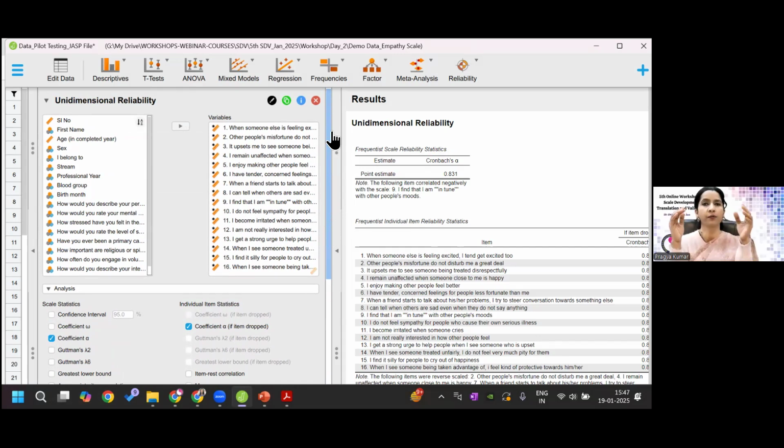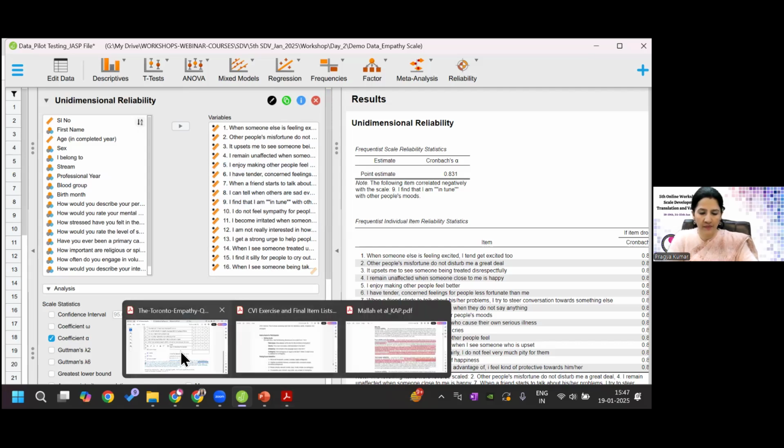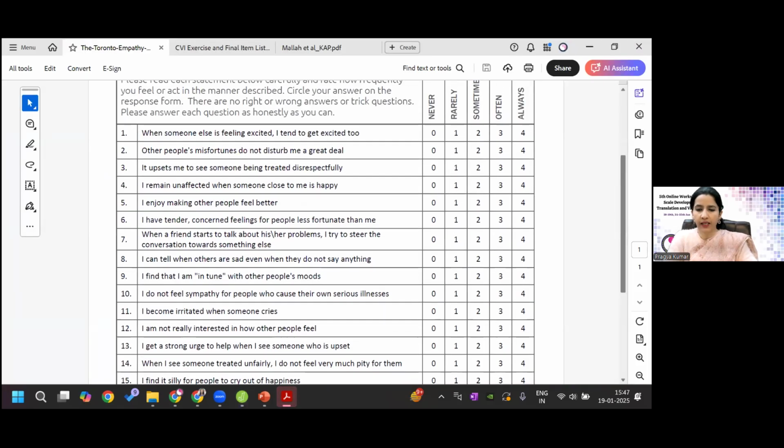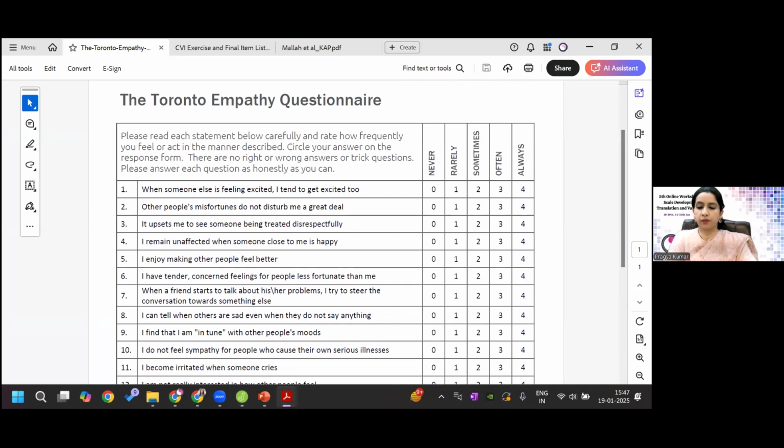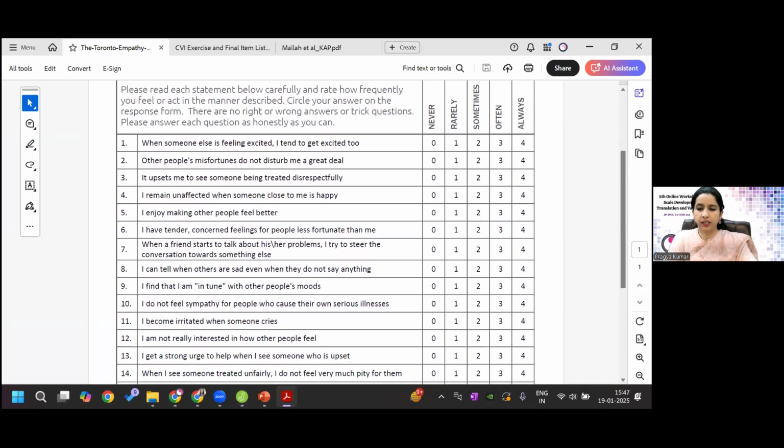See, the response format will be the same. If you see this item, Toronto empathy, the response format is like this only, 0, 1, 2, 3, 4 for everyone. But if it is a negatively worded item, like question number 2, other people's misfortune does not disturb me, this is a negative question. So I should score very low in this. Why? Because if I say never, that means I am empathetic. I have got this empathy. So this you don't change. This is 0, 1, 2, 3, 4. This question you frame negatively.